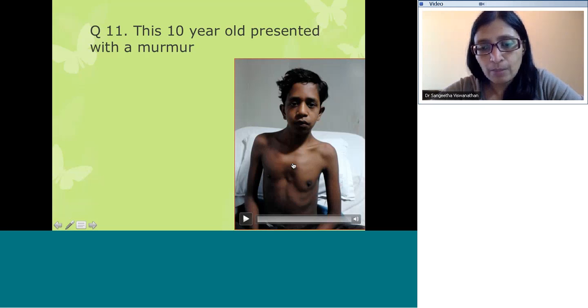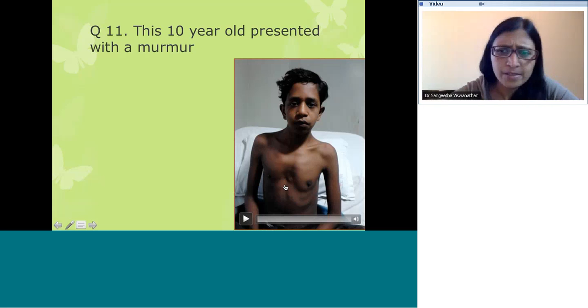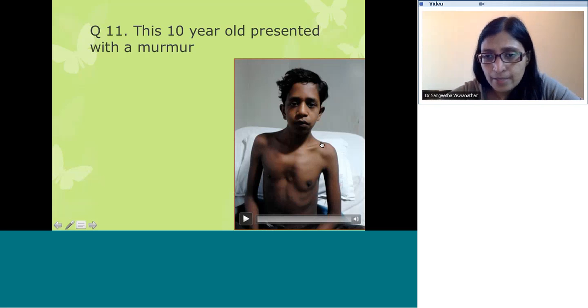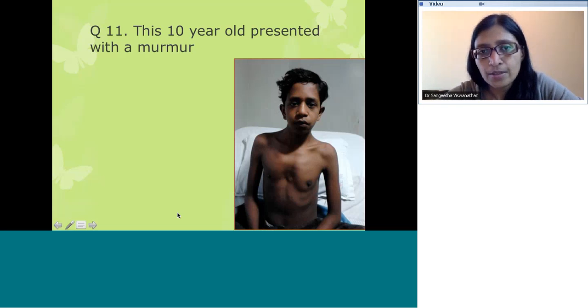Okay, so the child appears to have some degree of chest deformity. He actually has pectus excavatum, which maybe is not very obvious here, but I think it is still seen. He has some webbing of his neck, quite a broad forehead, down slanting fissures. He has a murmur, okay?